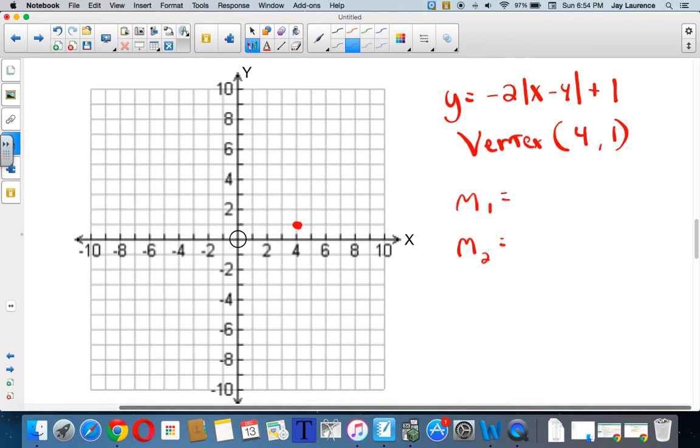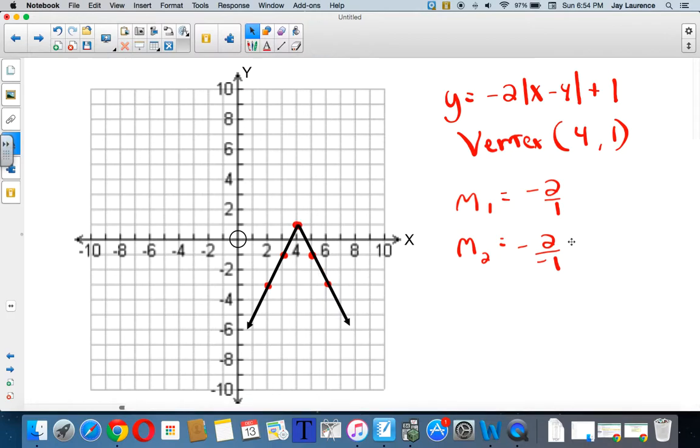All right, my first slope is going to be -2 over 1. And my second slope is going to be -2 over -1. So I go down 1, 2, over 1, like that, and then I go down 2, over 1, like that. You see, it's pretty simple stuff. And there you go. It's a little bit off because I'm rushing a little bit. I don't want the video to be too long, but there you go.